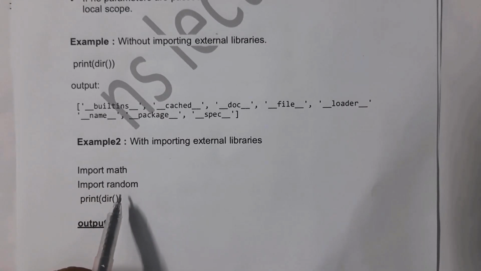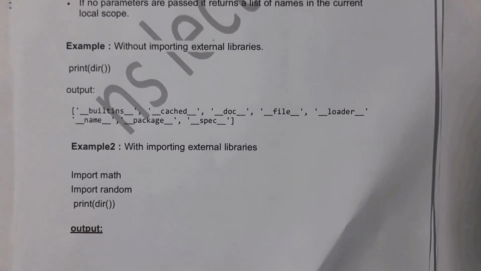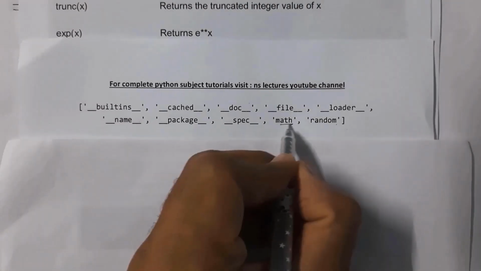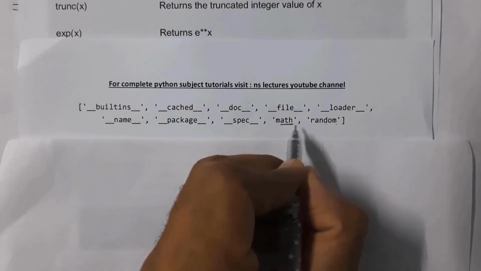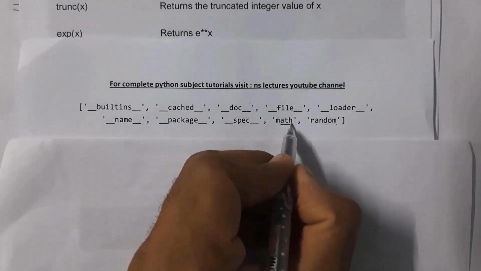This random is also a module. And next I wrote here print dir. So whenever you run this code, this is my output. You will get all attributes, and at last it will print math and random. These two are modules which I imported before writing print dir. So it will print math and random.